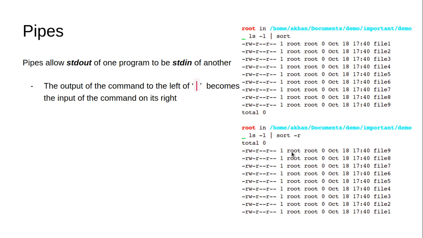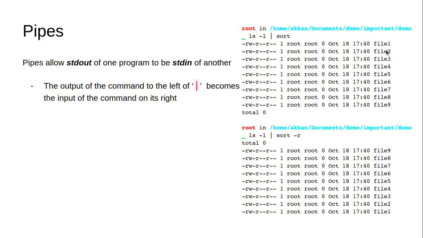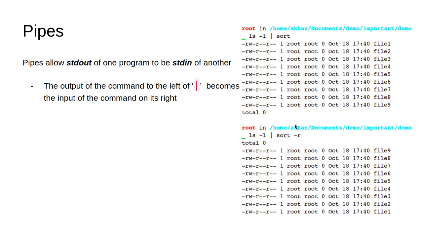Similarly, if I want to do a reverse sort, the -r option will do a reverse sort with the same command that I was running before. If you see, now the files are getting sorted in a numerical way in the reverse order. Here it was 1 2 3 4 5 6 7 8 9, and here they are reverse sorted. So the output of the ls -l command is getting reverse sorted with the help of the pipe.